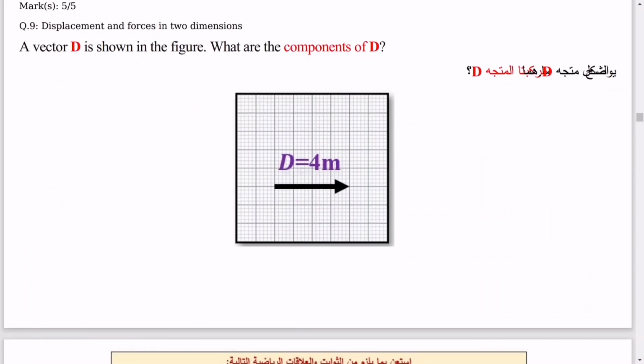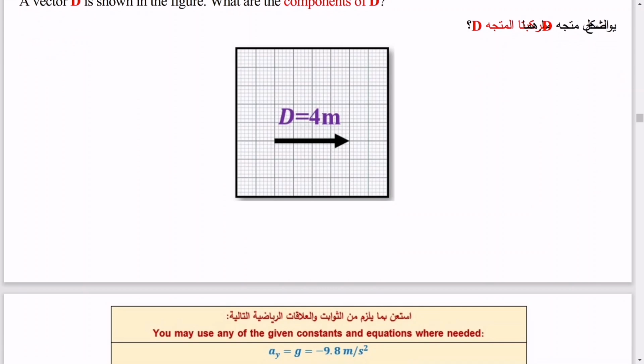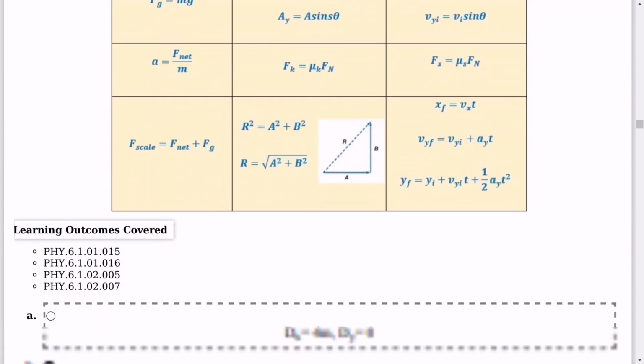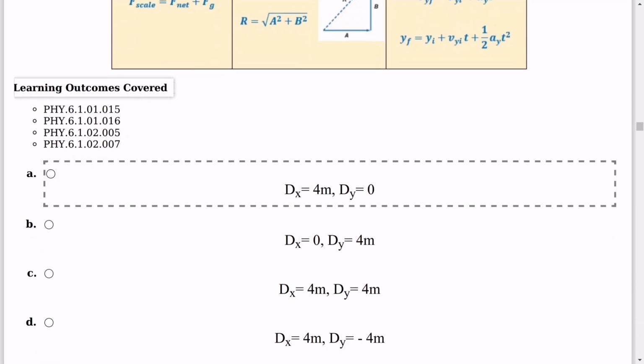Question number 9. A vector D is shown in the figure. What are the components of D? So here its x component will be 4 meter and y component will be 0, right? Because this vector is along the x direction, along the horizontal direction. So its x component is 4 meter and y component will be 0.